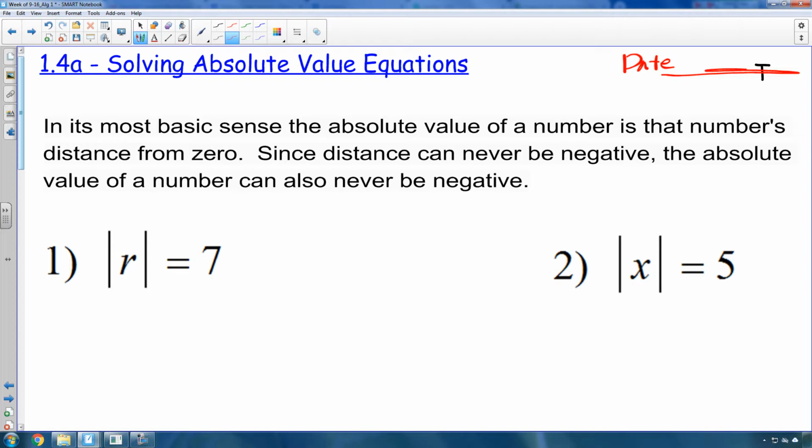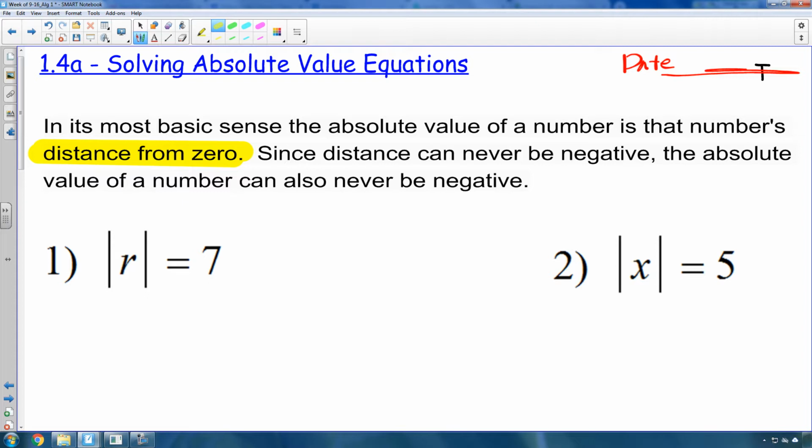Now, an absolute value is that number's distance from 0, okay? So why don't you just underline or highlight distance from 0, okay? This is what you know absolute value to be, so just underline that for me if you could. Because distance can never be negative, the absolute value of a number can also never be negative.